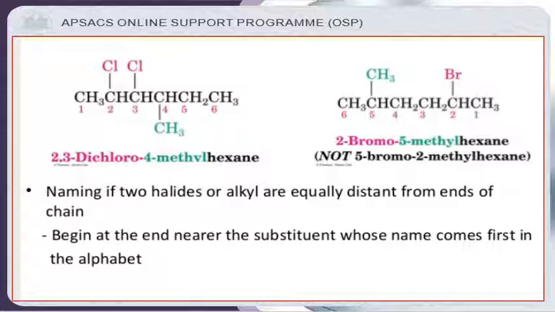In naming, if two halides or alkyls are equally distant from the ends of the chain, begin at the end that is nearer to the substituent whose name comes first in alphabetical order.